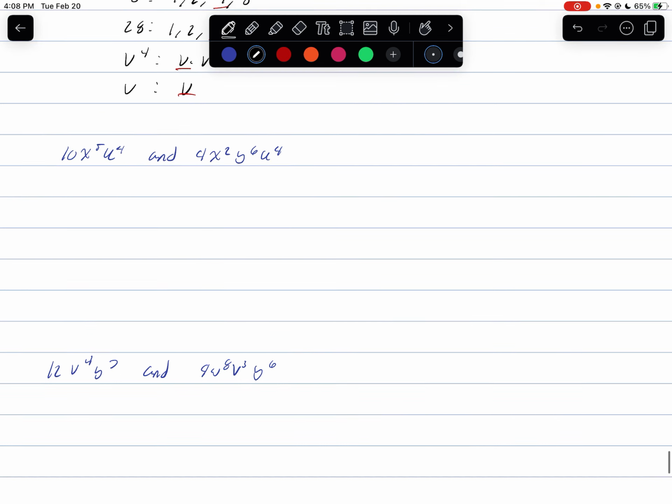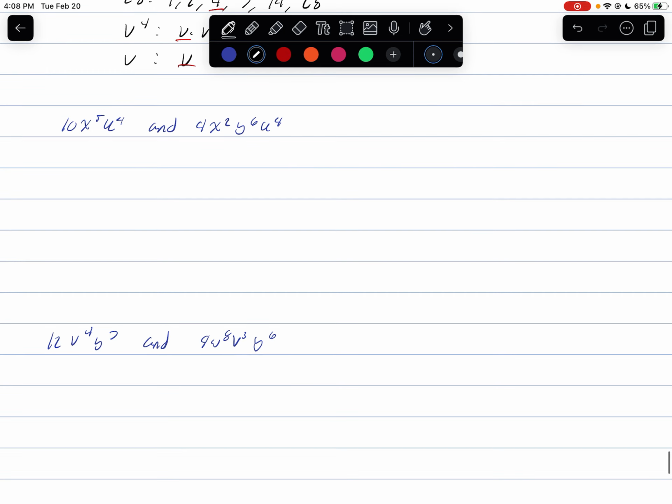So let's take a look at this one. Here we have 10x to the fifth, u to the fourth, and 4x squared, y to the sixth, u to the fourth. Let's look at our factors of 10. Here we're going to have 1, 2, 5, and 10. And then 4 is going to give us 1, 2, and 4. So our greatest common numerical value is going to be 2. So we're going to write that over here.